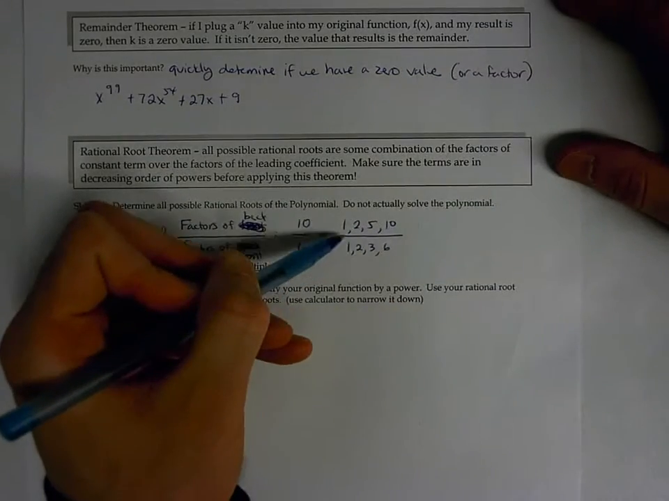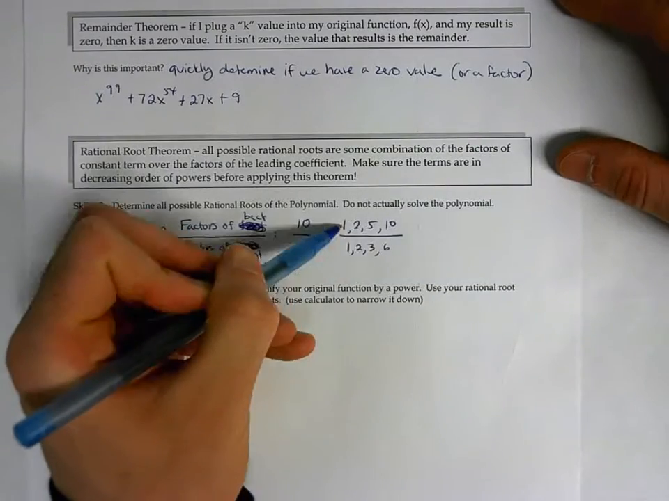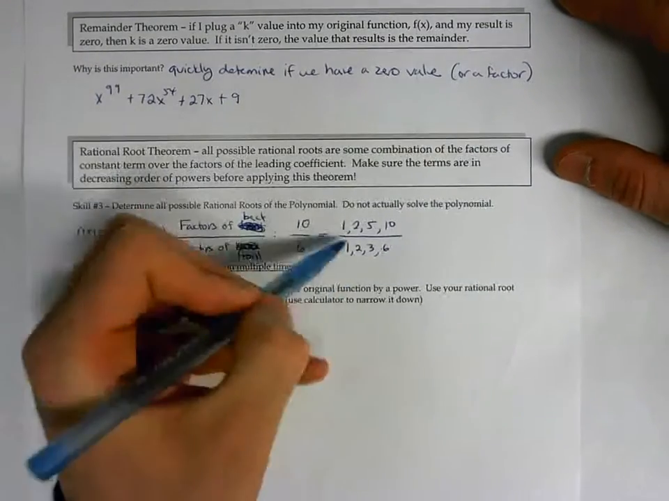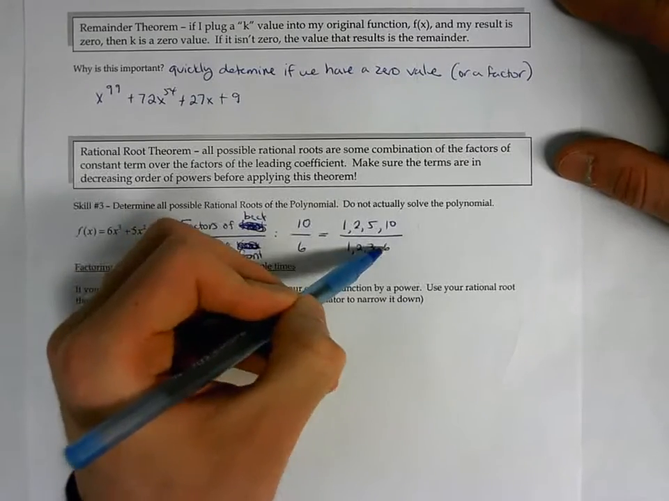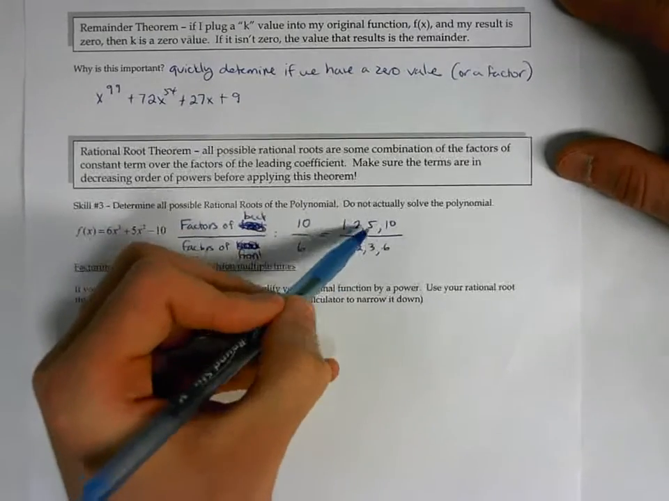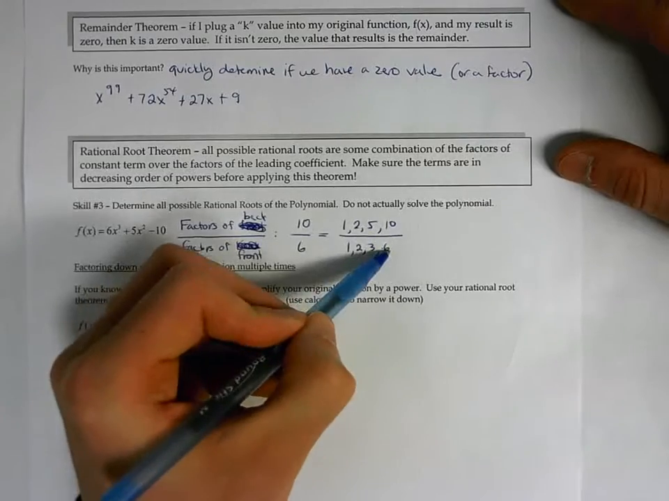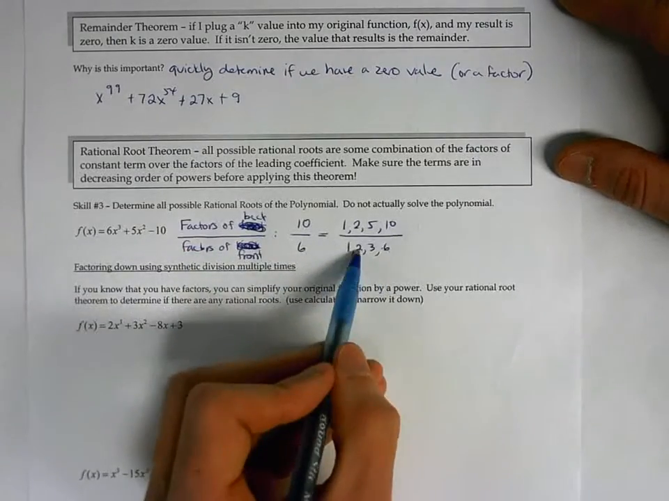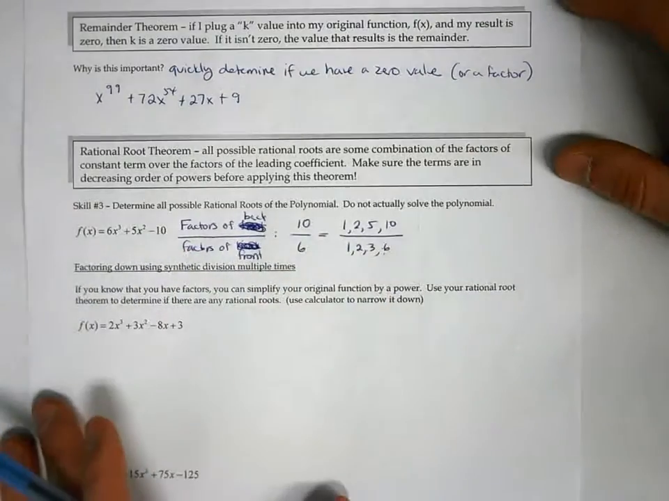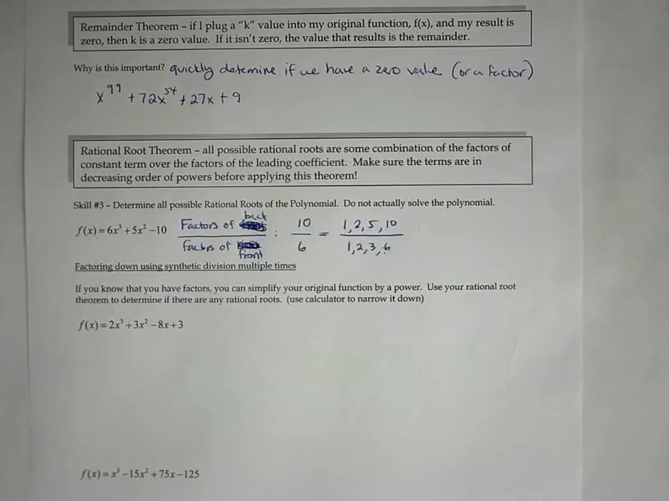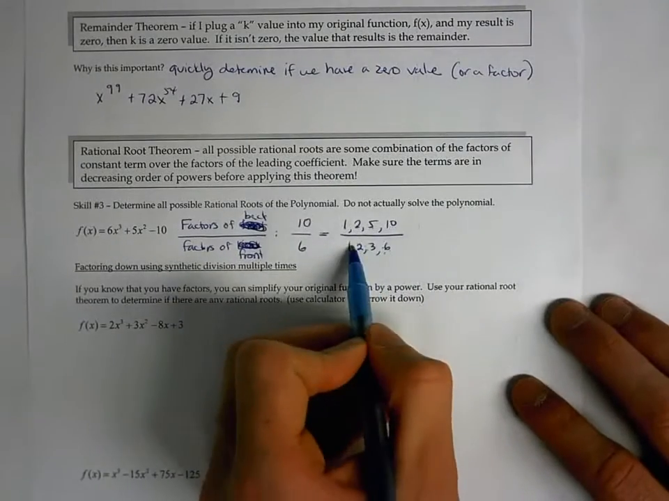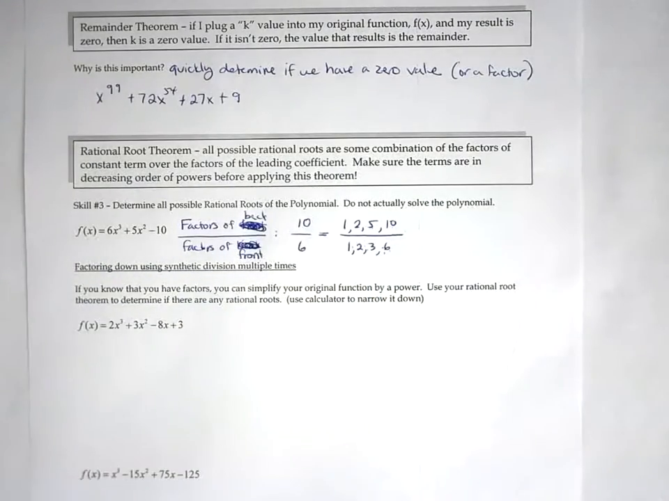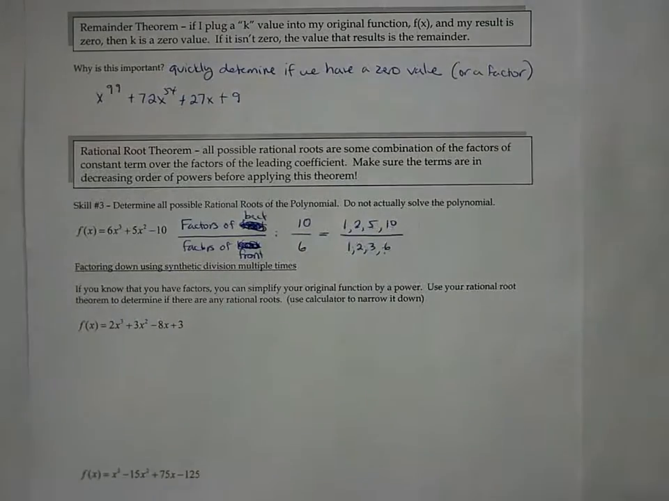I can get 1 over 1, 1 over 2, 1 over 3, 1 over 6. Or I could have 2 over 1, 2 over 2, 2 over 3, 2 over 6. Or I could have 5 over 1, 5 over 2, 5 over 3, 5 over 6. Or 10 over 1, 10 over 2, 10 over 3, 10 over 6. Now, as I go through some of those are going to be repeated. Say, right here, this 10 over 5 is going to be the same thing as 5 over 1. They both reduce down to 5.